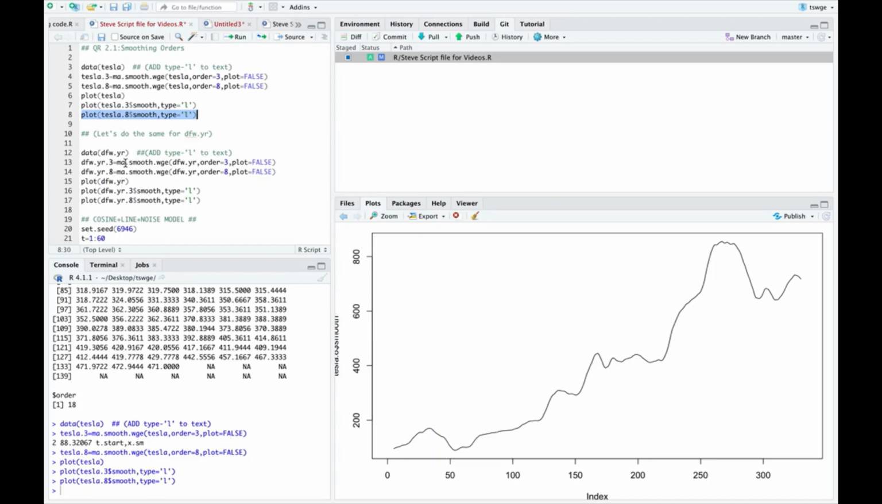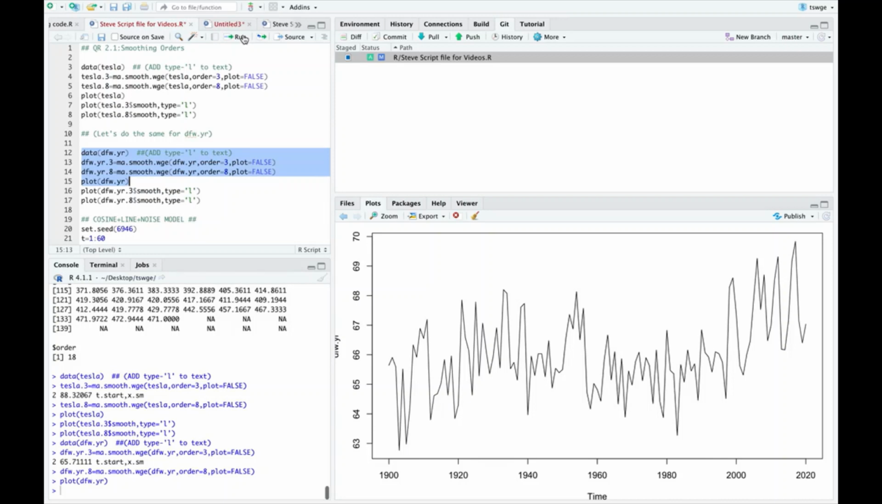Let's do the same thing for DFW.year. Recall that that is temperature data for the Dallas-Fort Worth area. It's the average annual temperatures from 1900 to 2020. Let's go ahead and plot it as we did last time for Tesla. What do we see? Well, we see quite a bit of fluctuation. That would be year-to-year variability. You can see this goes from 1900 out to 2020. Quite a bit of fluctuation in between the years.